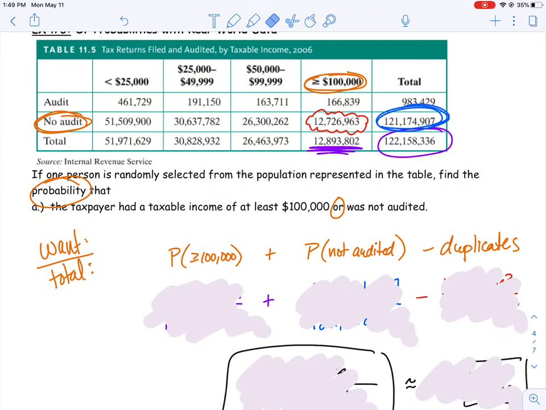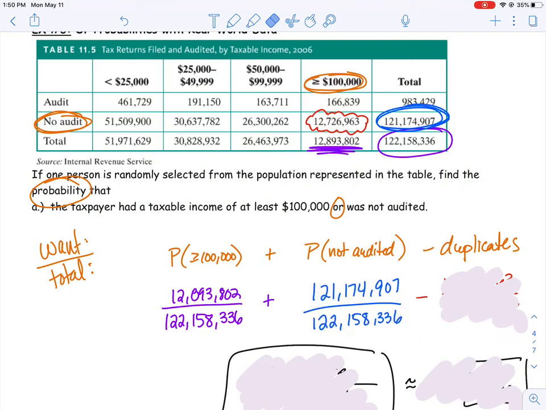I've got to find the probability that I make at least $100,000. Looking at the chart, I have 12,893,802 people that made at least $100,000 out of a total of 122,158,336 people. That's what I want at a total. Find the probability now that you were not audited. Well, how many people were not audited? That's the 121 million out of the total of 122 million.